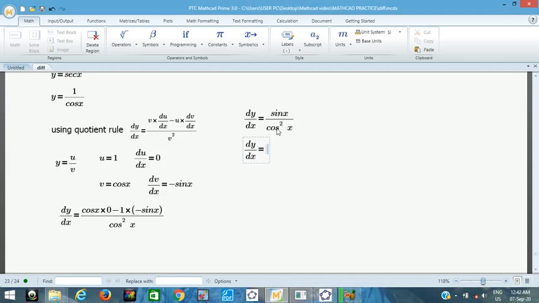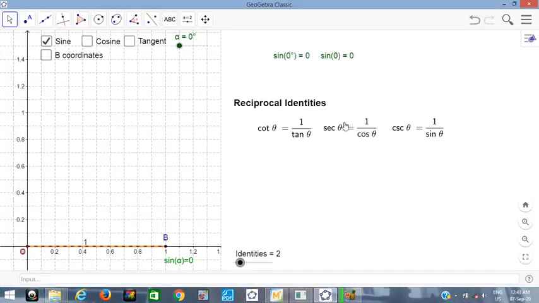So sine x divided by cos square x. Let's see how we can split it into 2. If I split this, it becomes 1 divided by cos x times sine x divided by cos x. You can see this is the denominator: cos x times cos x is cos square x, and 1 over cos x is what? If we go to our identity, you can see 1 over cos x is sec x.